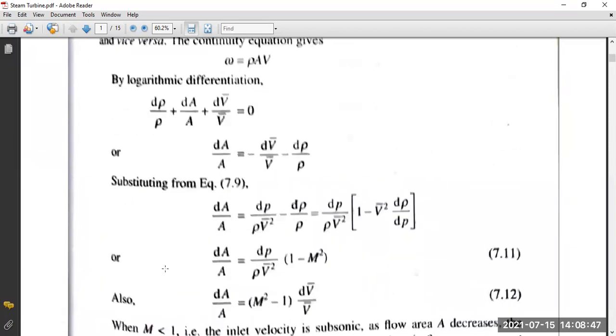So dA by A is equal to dP by rho V squared into 1 minus M squared, or dA by A into M squared minus 1 is equal to dV by V.